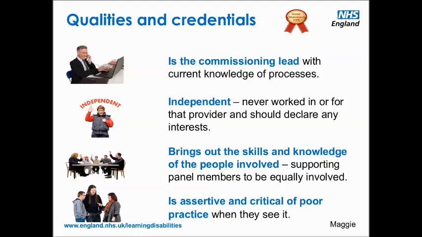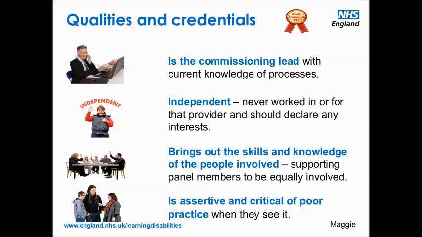Some of the things that have been highlighted by the work that Inclusion East has been doing around the qualities and credentials. So that really just means what does it take to be a good CTR chair. So the first thing is that the CTR chair is the commissioning lead who has current knowledge of processes. So that's things like understanding contract arrangements and being able to hold the provider to account for delivering what they say they will do, and an understanding of things such as legal frameworks, human rights.